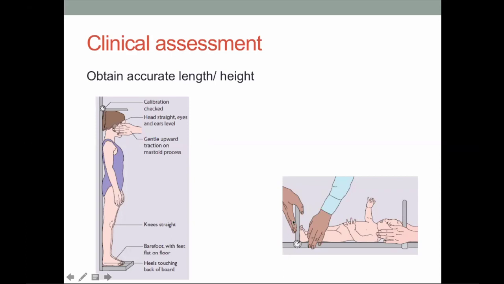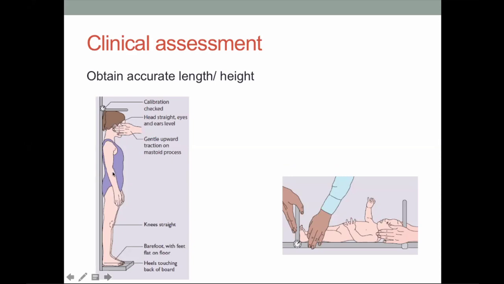When you have your skills session, you will have hands-on practice with mannequins measuring the length of a child on an infantometer, and you can measure your own height or that of a colleague using a stadiometer, right? So there are 5 points that you need to ensure. The heels must be touching the board, you must be barefoot, the knees must be straight, the back and back of shoulders must be touching, the back of head must touch, right? And the head has to be level, and you put some gentle upward traction on the mastoid process.